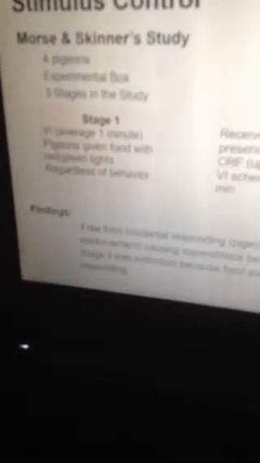So they wanted to reaffirm these findings in the Morris and Skinner study, and they did this with 4 pigeons. The pigeons were placed in an experimental box, and they had 3 different stages. In the first stage, there was a variable interval schedule. On an average of a minute, they would be given food in the presence of red and green lights alternating, regardless of their behavior.